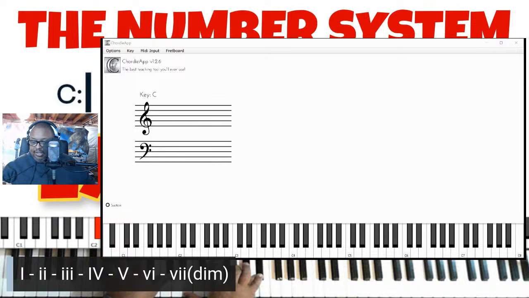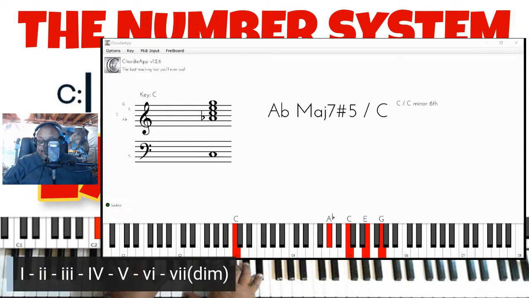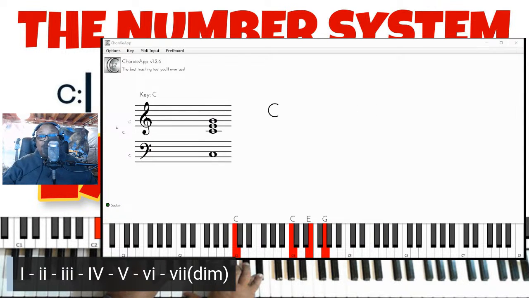Okay, in the key of F, F is 1. Well, first you got to figure out what the 5th note of F is. 1, 2, 3, 4, 5. C is your 5, right? So, and then we know that the 5 is supposed to be played as a major chord. So in the key of C, your 5 is C major, right?